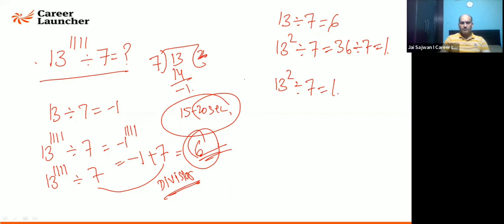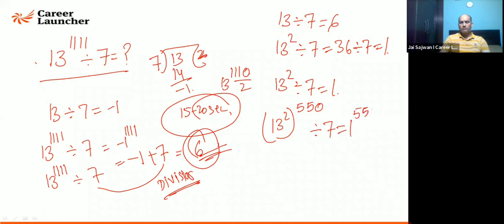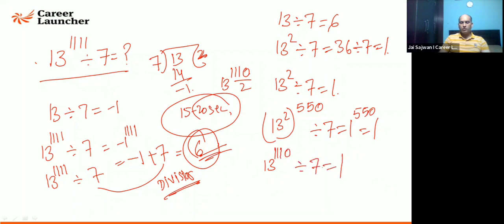So can I say 13 to the power of 1110? I can break it up as 13 squared to the power of 555, divided by 7. Remainder is 1 to the power of 555, and the answer is 1. So 13 to the power of 1110 when divided by 7, remainder is 1.